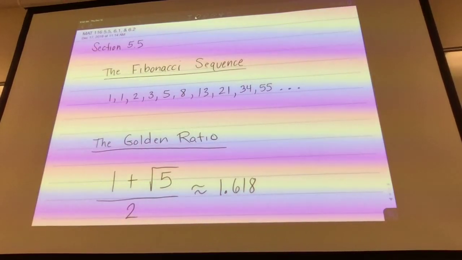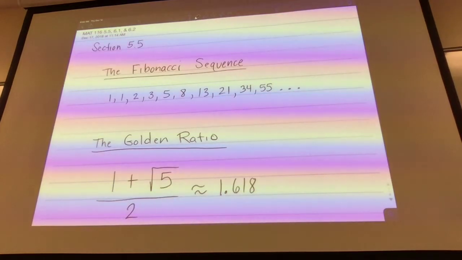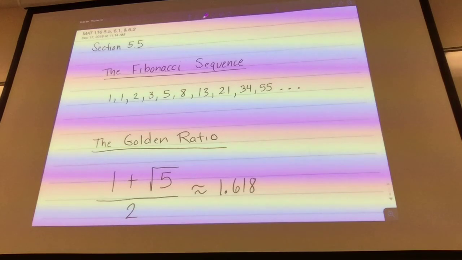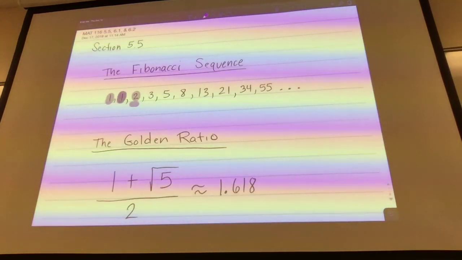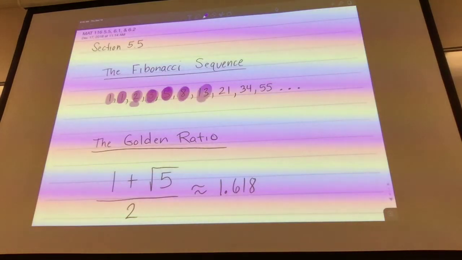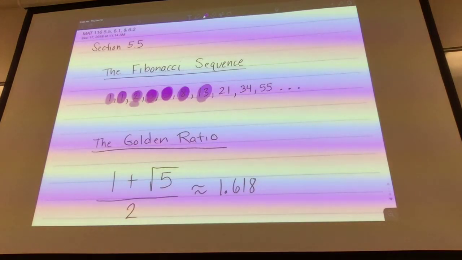Alright, so today we're going to start with section 5.5, the Fibonacci sequence. This sequence is given here. It's used a lot in nature, but we can see you get the next term by adding the previous two. So for example, 1 plus 1 gives you 2. 2 plus 1 gives you 3. 3 plus 2 gives you 5. 5 plus 3 gives you 8. 8 plus 5 gives you 13. Continue on. So the previous two terms add to give you the next term.